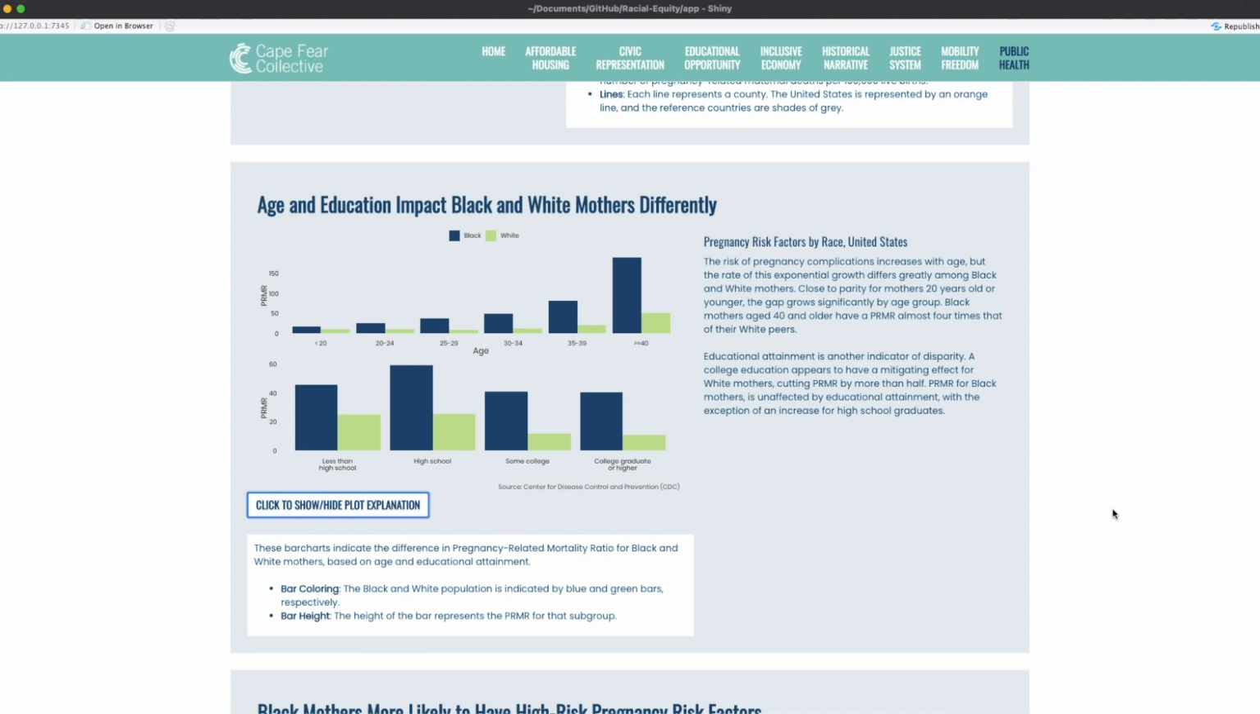Educational attainment is another indicator of disparity. A college education appears to correlate with a lower pregnancy-related mortality ratio for a white woman, but has little to no impact for a black woman.